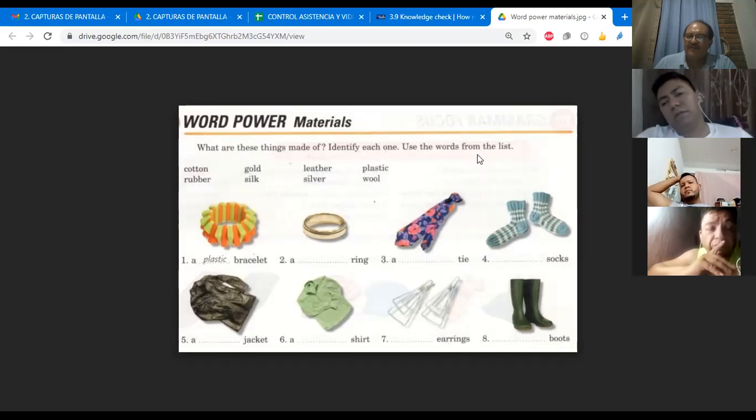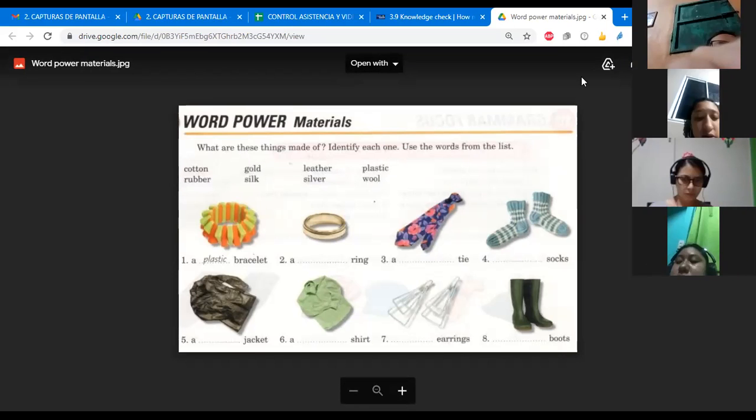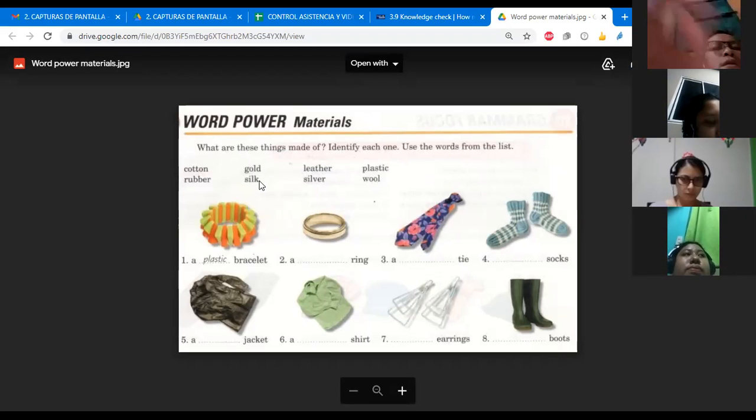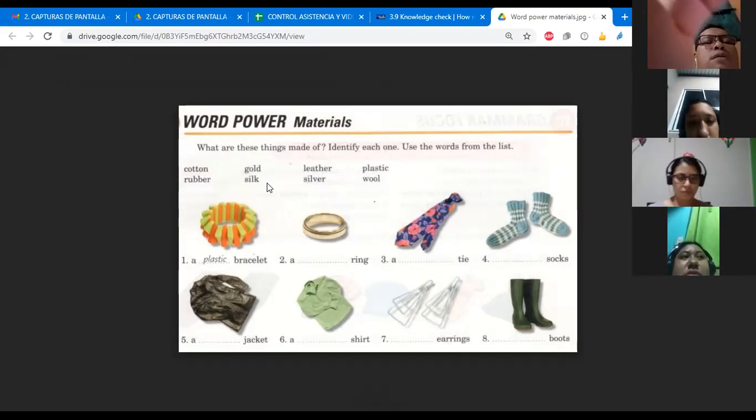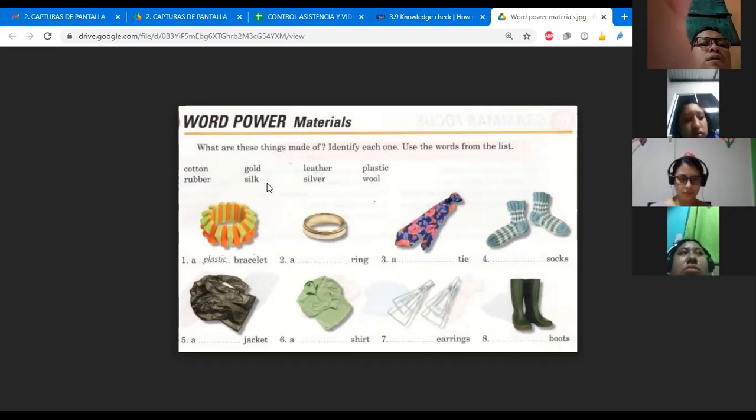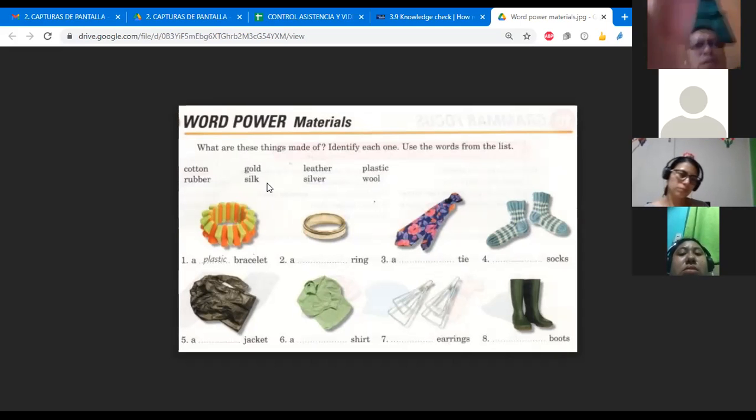No problem with this vocabulary? No problem. With silk, what is the meaning? Okay, do you know what a worm is? Ya saben que hay un gusano. Se llama worm, silk worm, que de ahí sale esta. Es la seda, right? Okay, so it's very special, very soft, and very expensive. A lot of money.